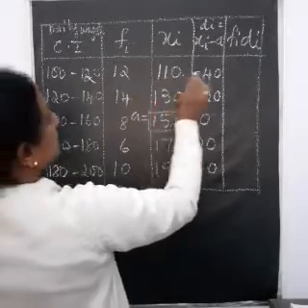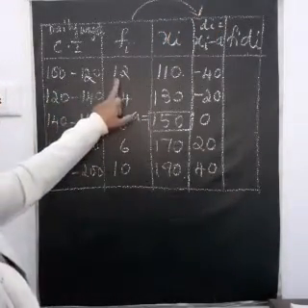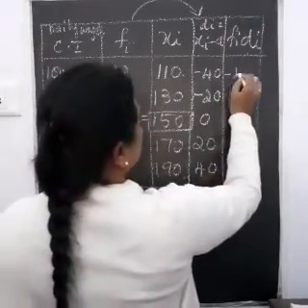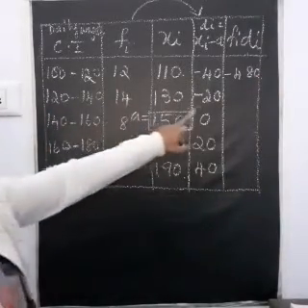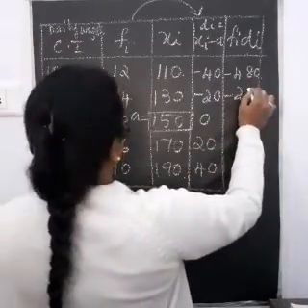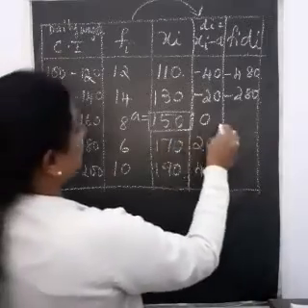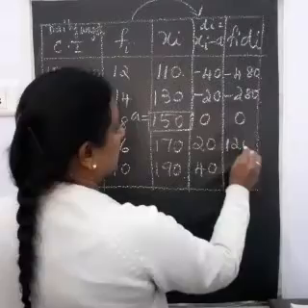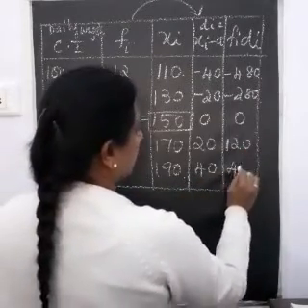Okay, now next is Fi di. Fi di means multiply this Fi into di. So, 12 into minus 40 will be minus 480. Okay. Then, 14 into minus 20 will be minus 280. Okay. Then, 8 into 0 will be 0. 6 into 20 will be 120. And 10 into 40 will be 400.